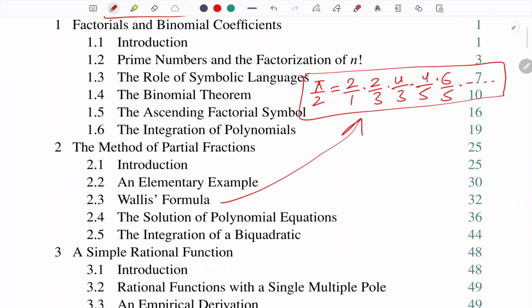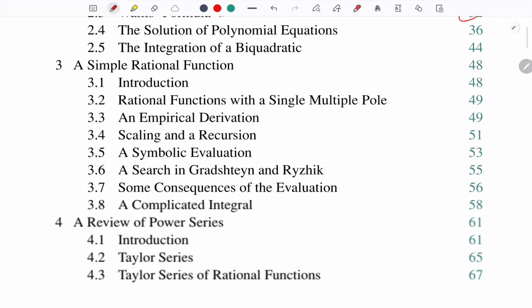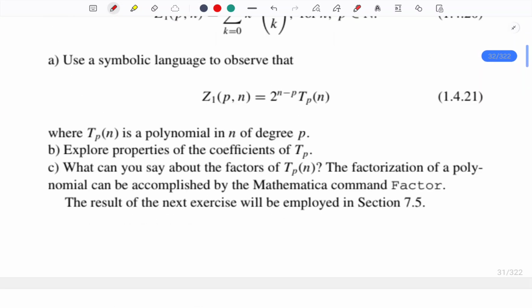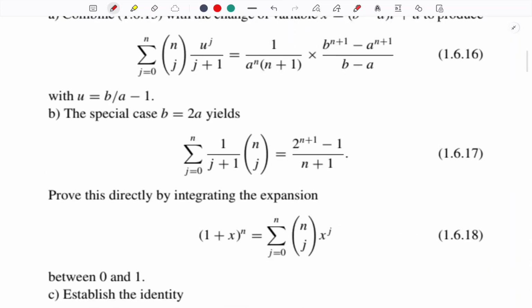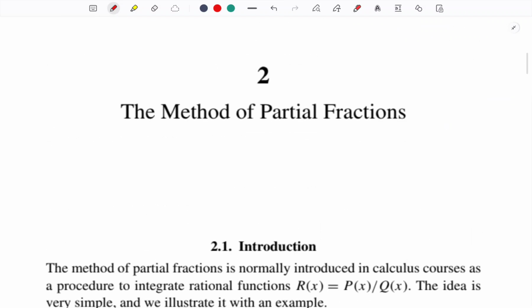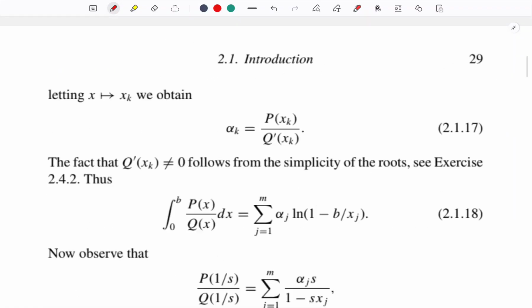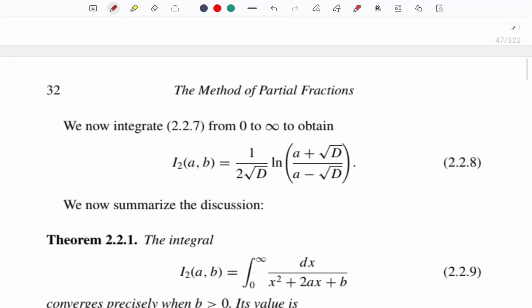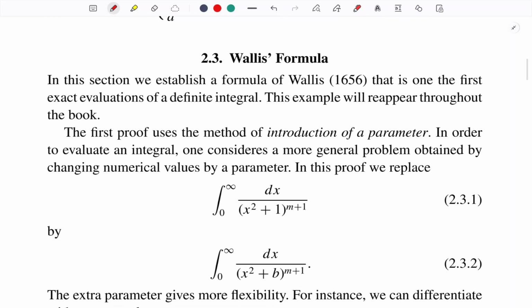Well, let's check it out. It is on page number 32, I think. So let's move on. Well, it would be page number 32. Method of partial fractions, and 26. Wait a second, guys, let me get over there. Yeah, here it is, 32. Okay, so where is Wallis formula? Okay, here it is.